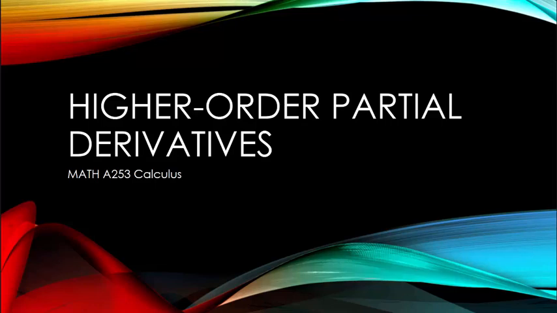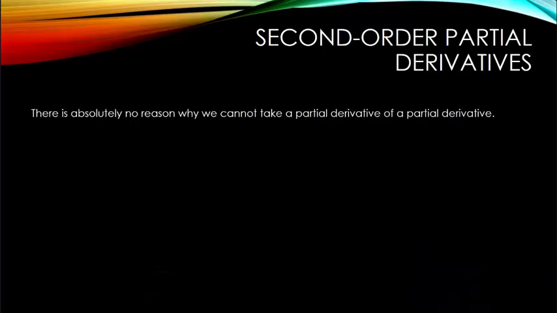In this video, I want to look at higher order partial derivatives. We'll talk about second order partial derivatives first. There is no reason that I can't take a partial derivative of something I've already taken a partial derivative of. For example, I can take the partial derivative with respect to x of the partial derivative of f with respect to x, which is equal to d squared f over dx squared in partial derivative form.